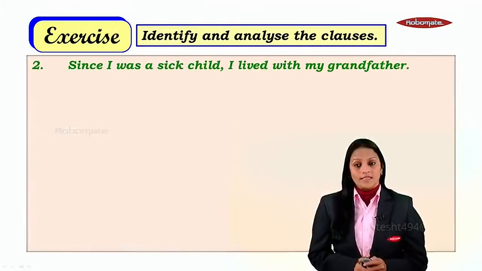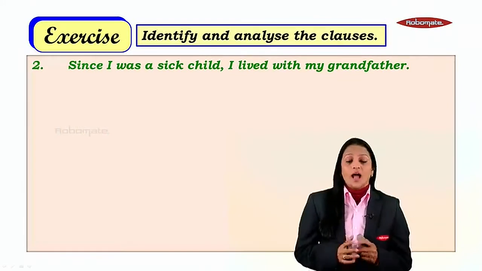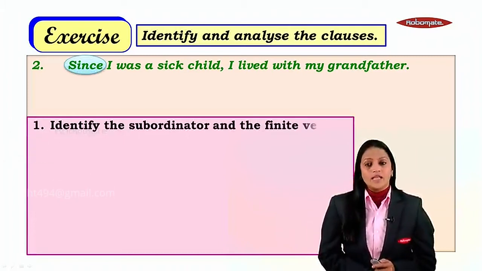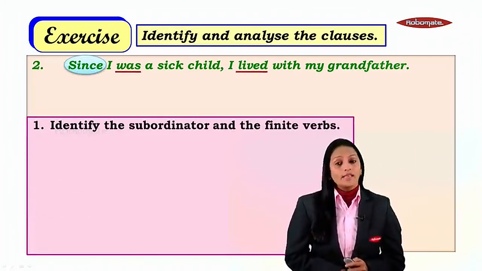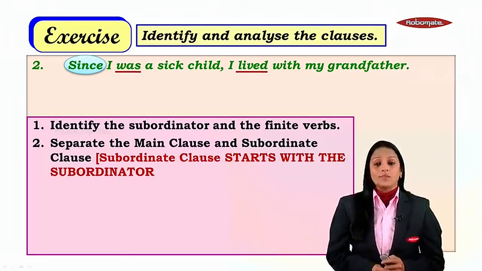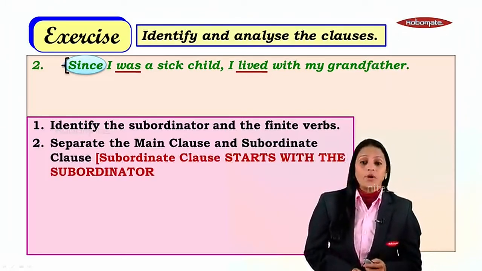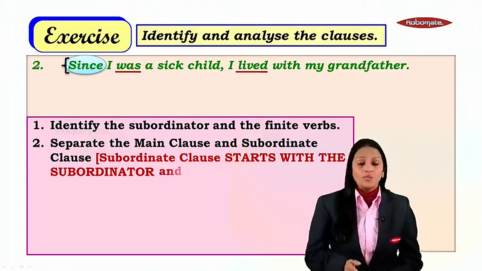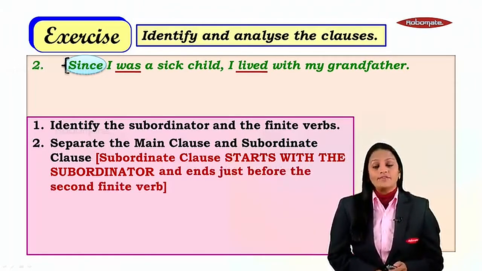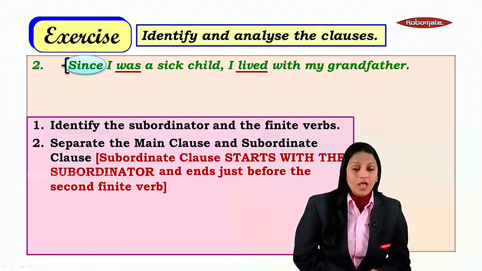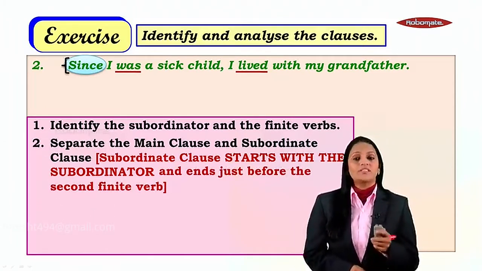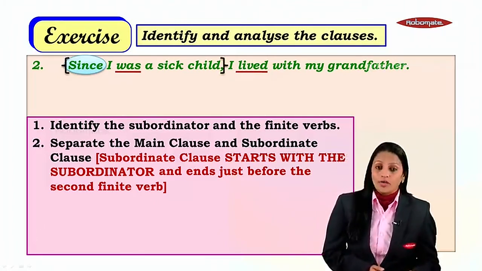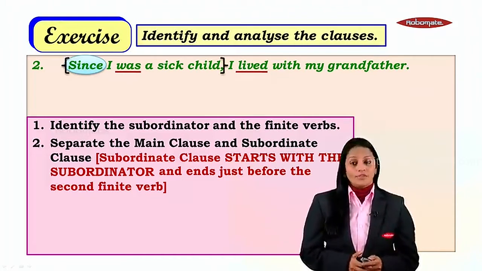Let's take another sentence. Since I was a sick child, I lived with my grandfather. Very simple, students. First, the subordinator, "since." Next, the finite verbs, "was" and "lived." Next, separate the main clause and the subordinate clause. Start with the subordinate clause, starting with the subordinator "since." Now, can you end it after the whole sentence? No. You start with the subordinator and end just before the second finite verb. Students, the second finite verb is "lived," but I can't end it just before "lived" because there's a subject there, "I." So I end it with the word "child." "Since I was a sick child" becomes your subordinate clause. "I lived with my grandfather" becomes the main clause.